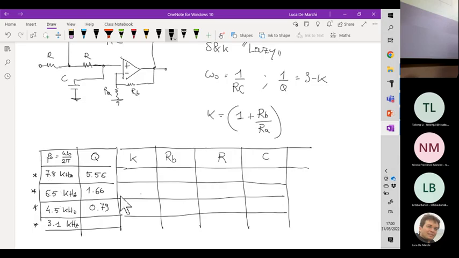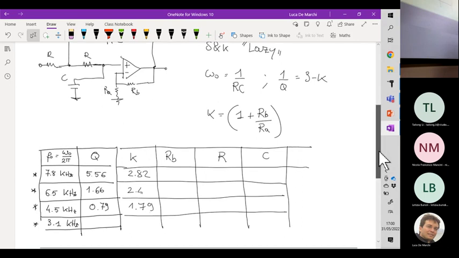the second order stages. Okay, so if we apply this formula, so we flip Q and then we compute K from this formula, we find that in the first case, K should be 2.82. The second case, this should be 2.4. And in the third one, it should be 1.79, more or less.